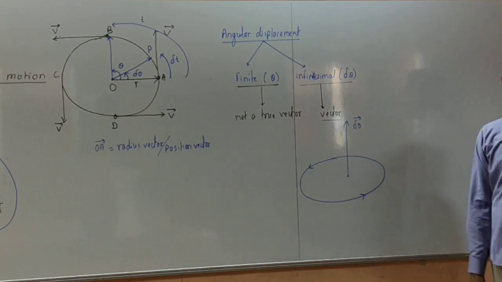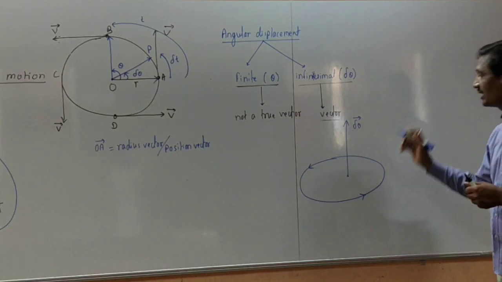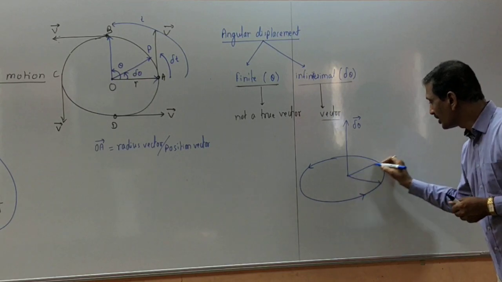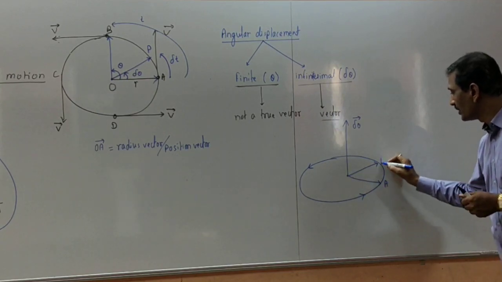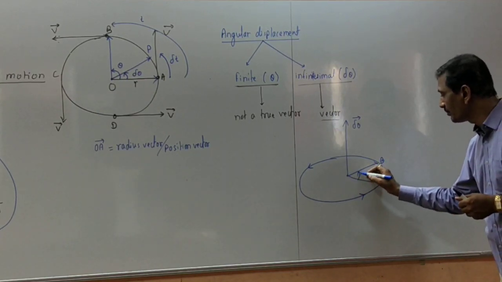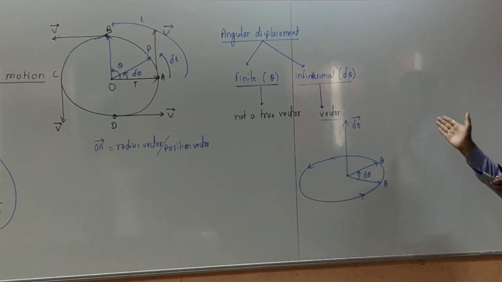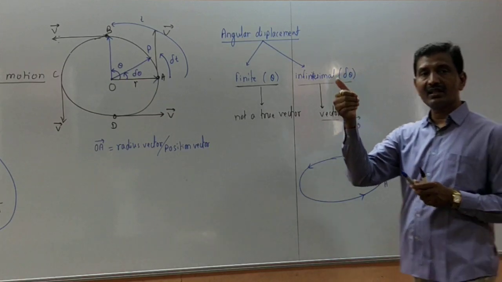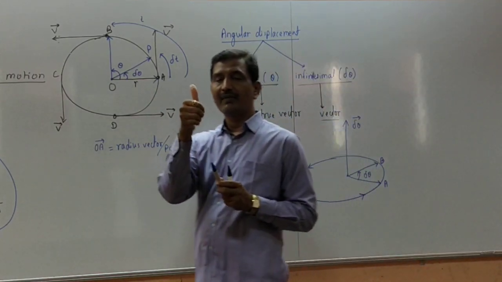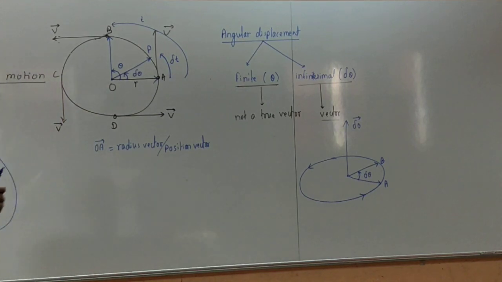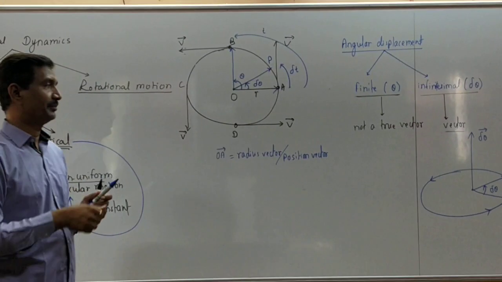So to represent the direction of infinitesimal angular displacement, we use which rule? Right hand thumb rule. So in a very short interval of time, particle moves from A to B. The curled fingers indicate the direction of motion, while the thumb indicates the direction of infinitesimal angular displacement delta theta.